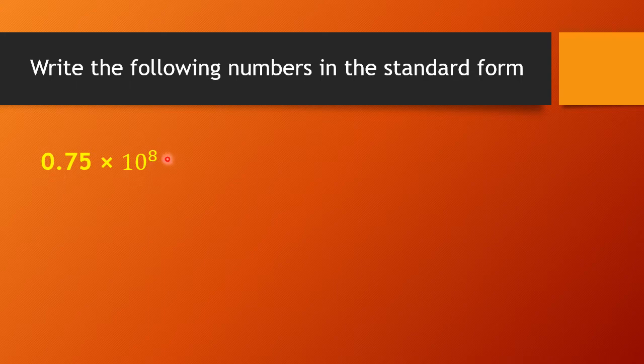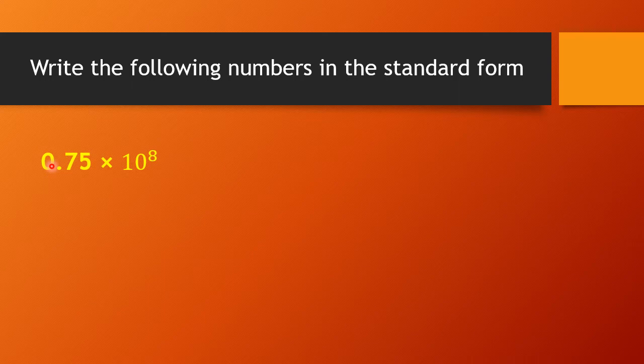0.75 times 10 power 8. This number is not in the standard form. How can we know that? Because we have here 0 in the whole number, and the standard form should be 1 or greater than 1.